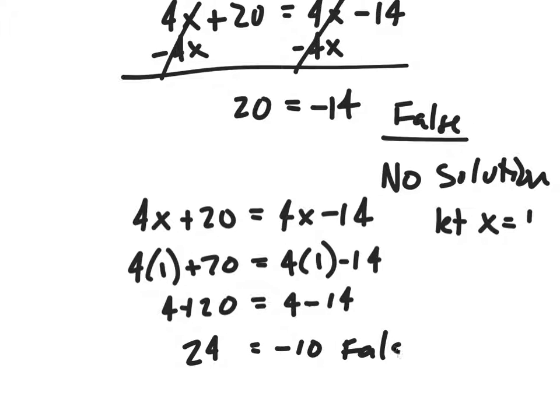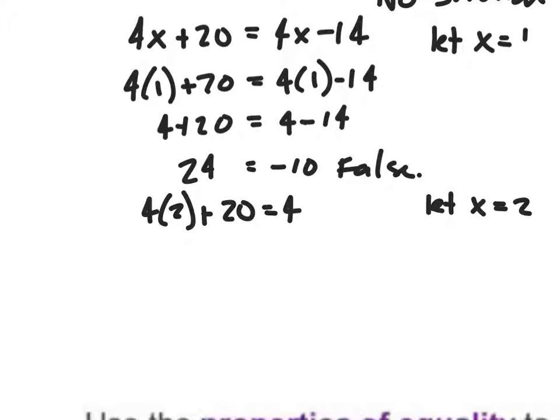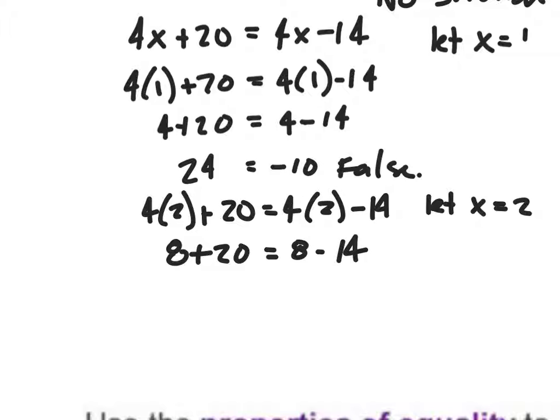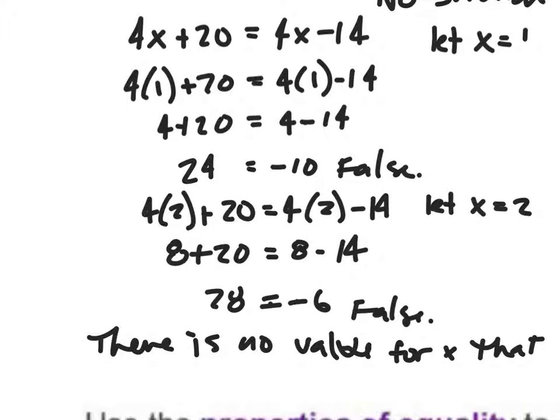This is still false. If I let x equal 2, 4 times 2 plus 20 is equal to 4 times 2 minus 14. So I get 8 plus 20 is equal to 8 minus 14. 8 plus 20 is 28, and 8 minus 14 is going to give us negative 6. This is still a false statement. So the moral of the story is there is no value for x that will make this true.